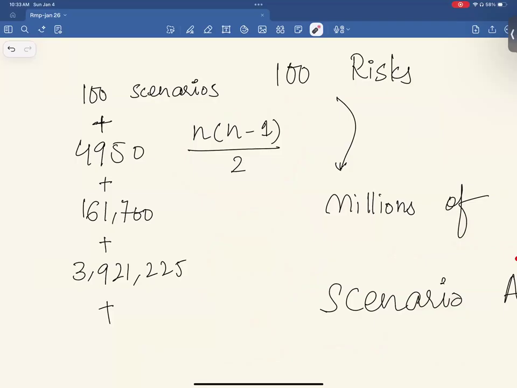Let's say, for example, one risk is happening, so there are 100 scenarios. What does this specifically mean? These are 100 different situations.